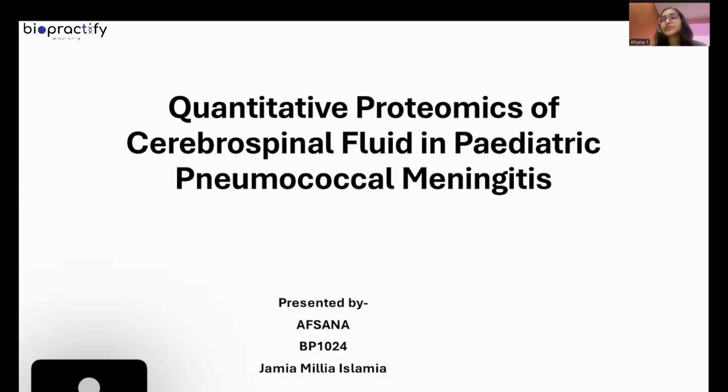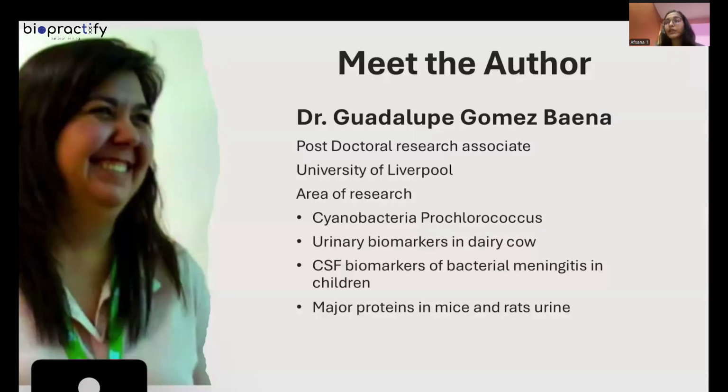I have done my master's from Jamia Millia Islamia, and I am going to present a research paper on the topic Quantitative Proteomics of Cerebrospinal Fluid in Pediatric Pneumococcal Meningitis for BioPractify.